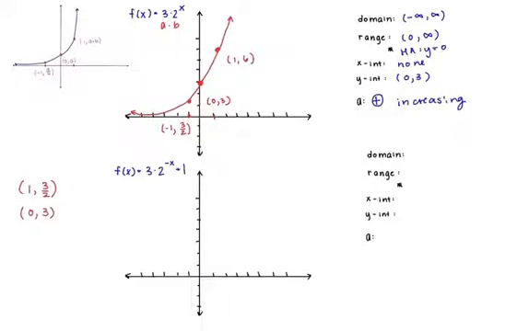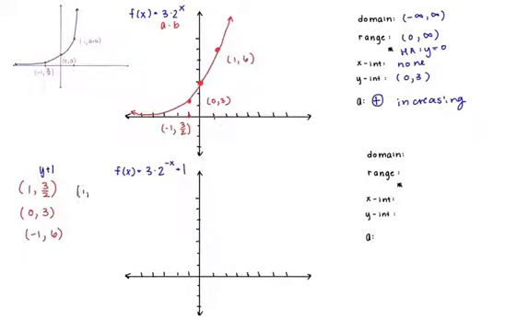-0, +0, same thing. And then I have my point 1, 6, but that's going to flip over the y-axis to -1, 6. Now, we're not done. I didn't take into account my vertical shift up. So that means my y values are going to go up by 1.